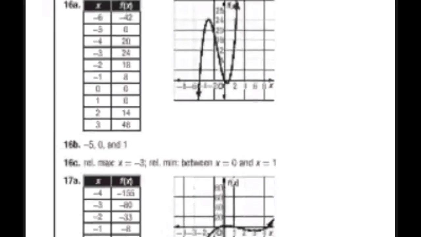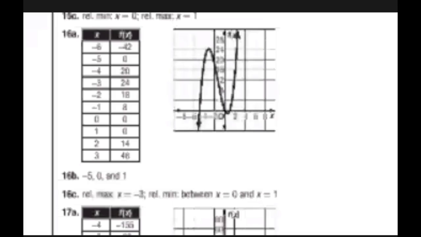Okay, 16. So we have the table, here's our graph, and then you have your roots at -5, 0, and 5. A max at -3, and a min at 0 and at 1, or between 0 and 1. If you did it on your calculator, you would have gotten the actual decimal.